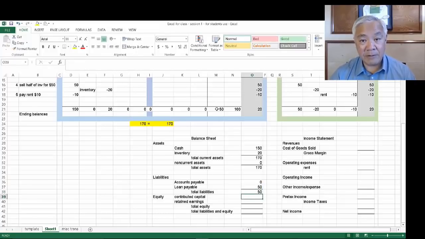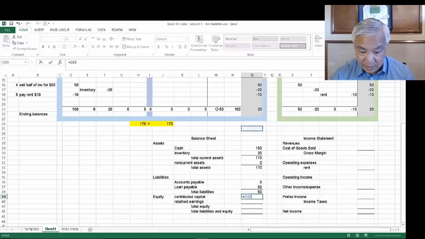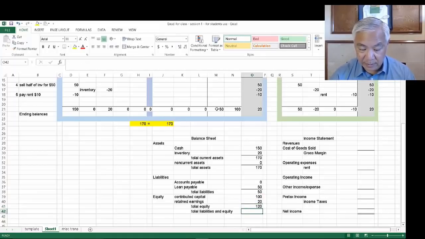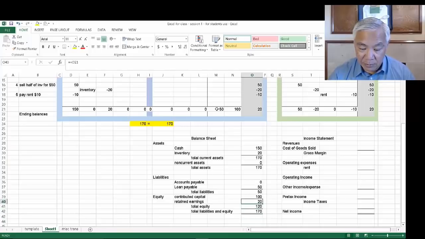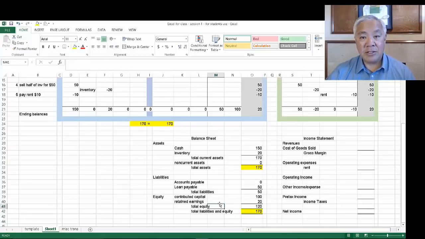Okay. Contributed capital, yeah, we put in 100 bucks. So plus the 100. Retained earnings, yes, we made money. How much? We made 20. So the total equity equals that, retained earnings, plus that, contributed capital, 120. Liabilities and equity, plus liabilities plus equity. Notice that I tend to use plus more than equal. It's just because it's easier on a keyboard. It really doesn't matter. So now we have assets of 170 equals liabilities and equity of 170. So now we have a balance sheet that balances.